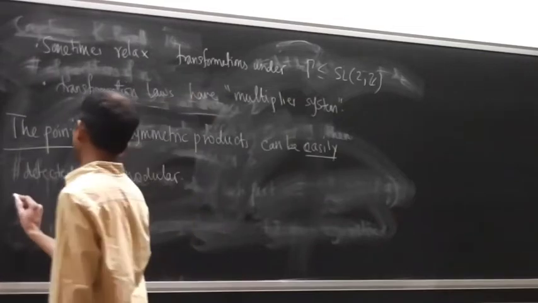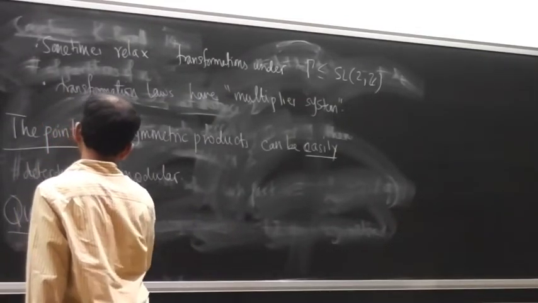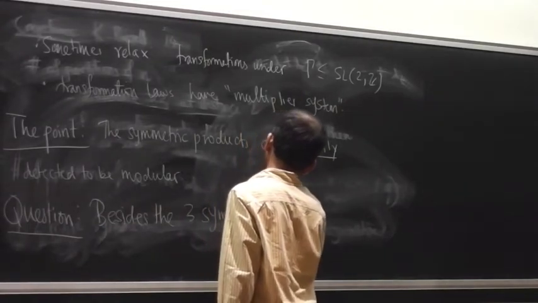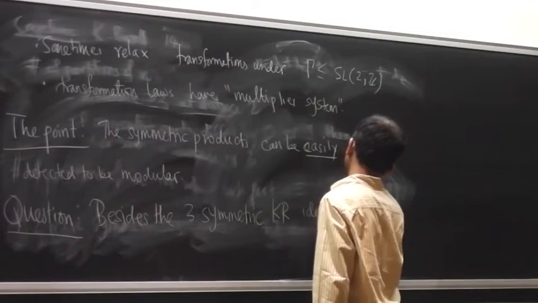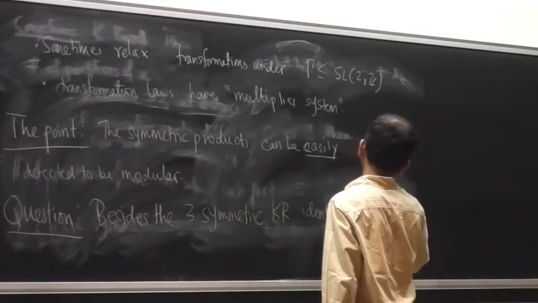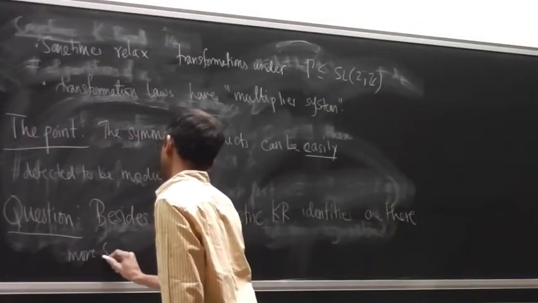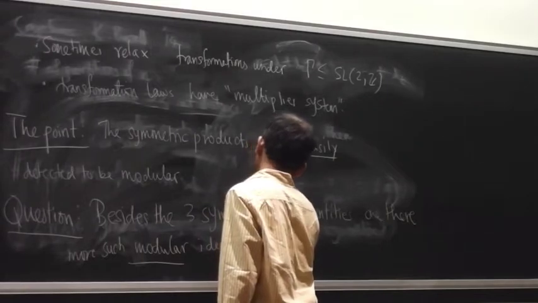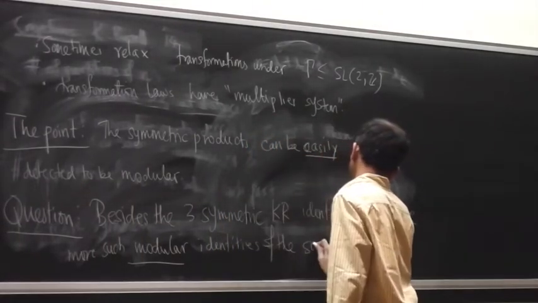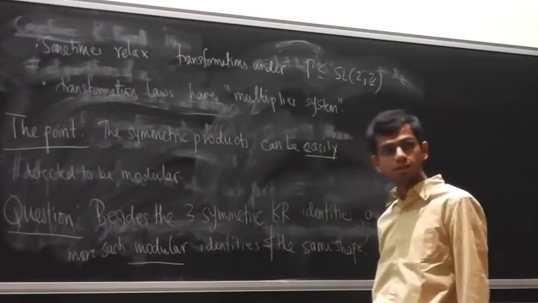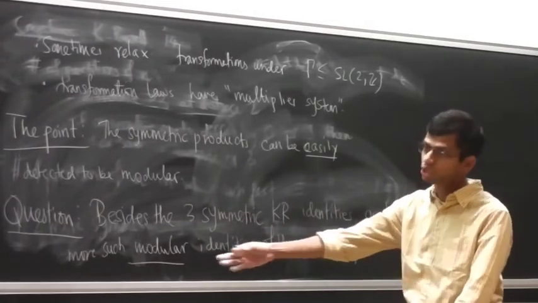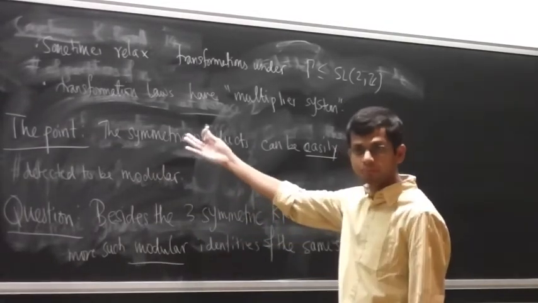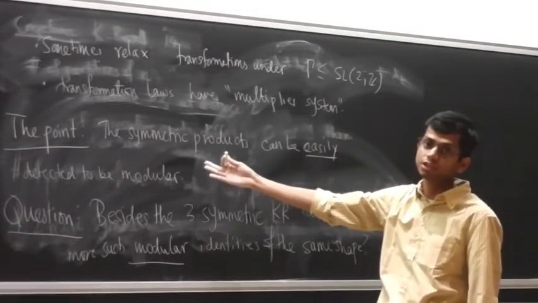And now the question is, besides the 3 symmetric ones, are there more such identities, more such modular identities of the same shape? Okay. So symmetric products are modular, but everything modular does not have to be a product. So I'm asking, can you tweak something on the sum side so that you still get an identity in the same family, but it may not factor into a product, but it might still be modular. It has a chance of being modular.